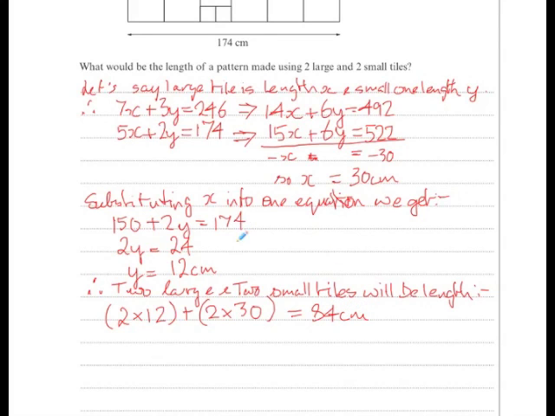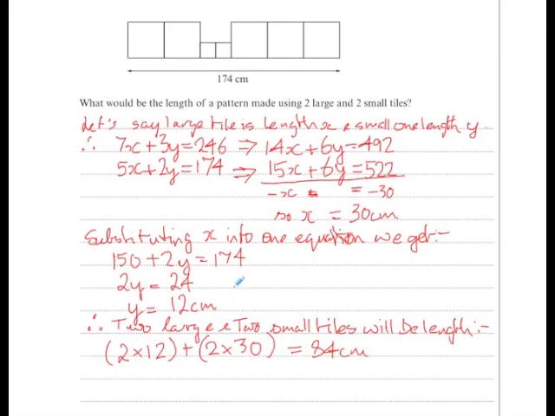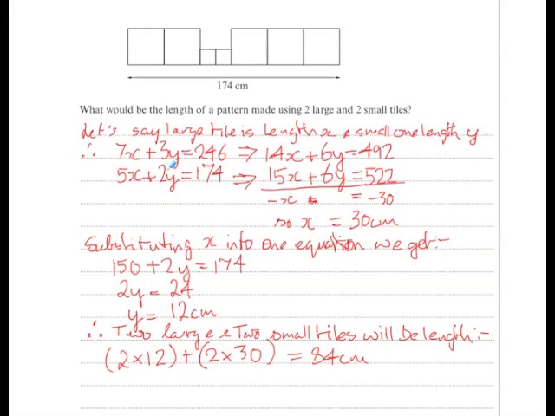By the way, we can check back the results for y and x into the first equation. So if we put x back into the first equation, that's 7 times 30 is 210, plus 3 times 12 is 36, so 210 plus 36 is 246, so that works out.